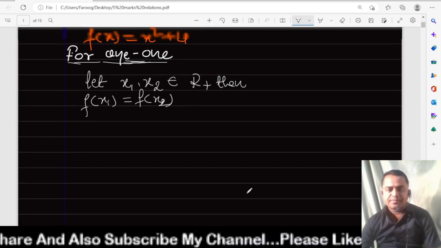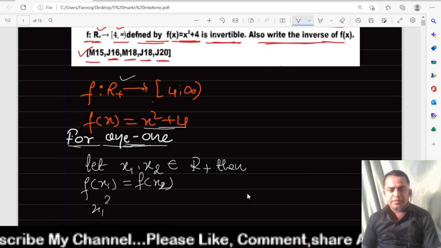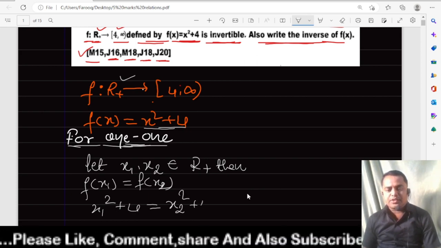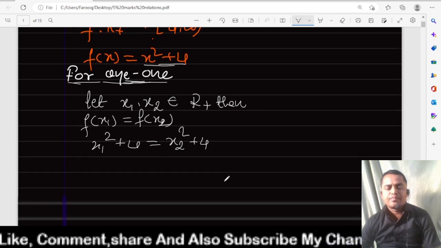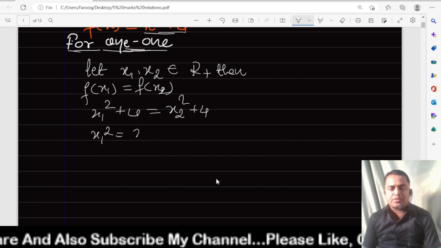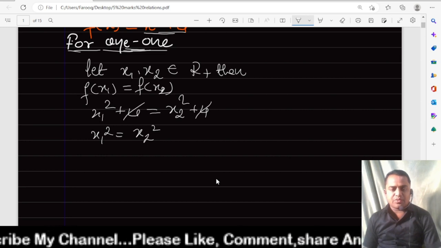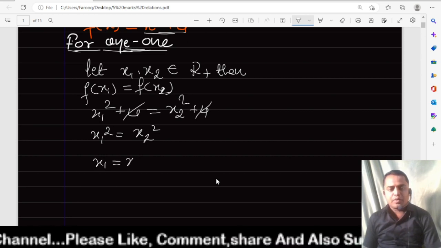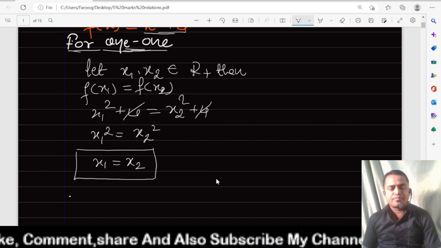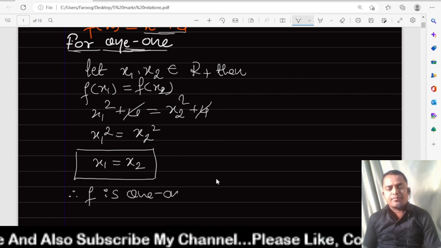What is f of x here? F of x is x square plus 4. If it is x1, it means x1 square plus 4 is equal to x2 square plus 4. The 4 cancels, then x1 square is equal to x2 square. If x1 square is equal to x2 square, it means x1 is equal to x2. Therefore f is one-one.